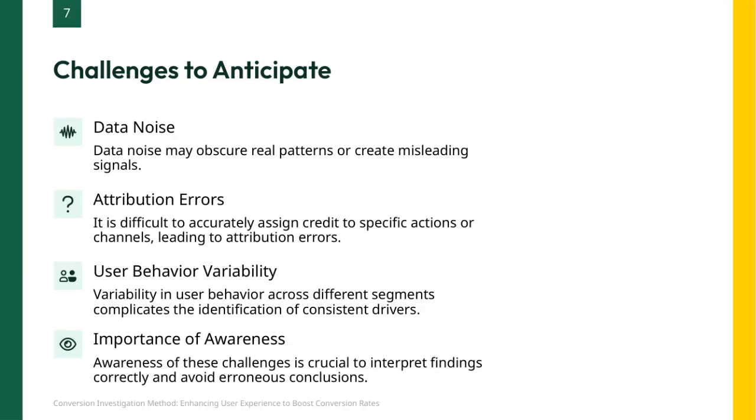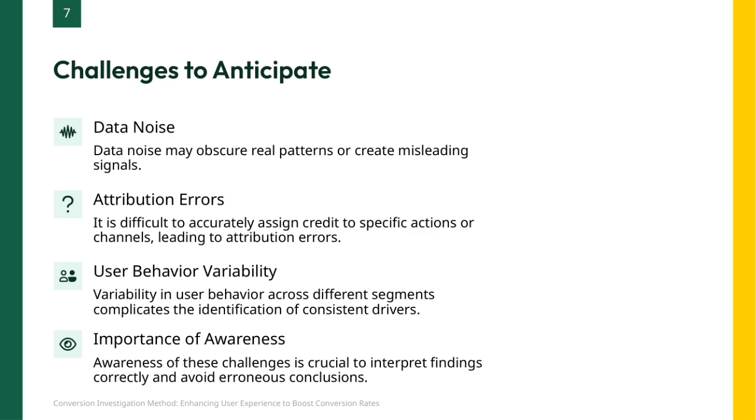When working with data, one of the biggest challenges we face is data noise. This noise can obscure the true patterns we're trying to find, or even create misleading signals that lead us down the wrong path. Another common issue is attribution errors. It's often tricky to pinpoint exactly which actions or channels deserve credit for a result, and this can cause confusion in understanding what's really driving performance.